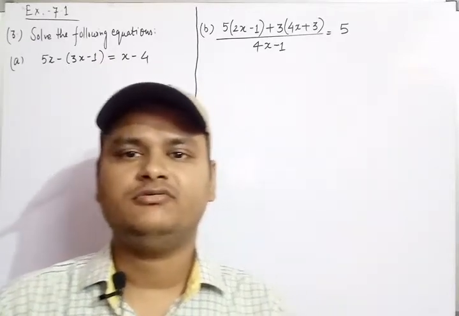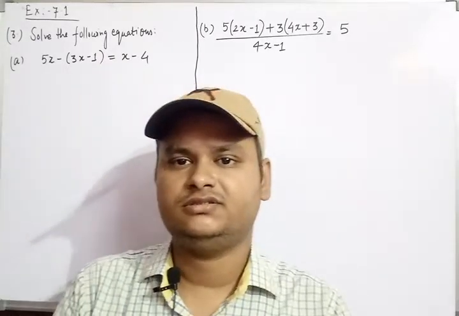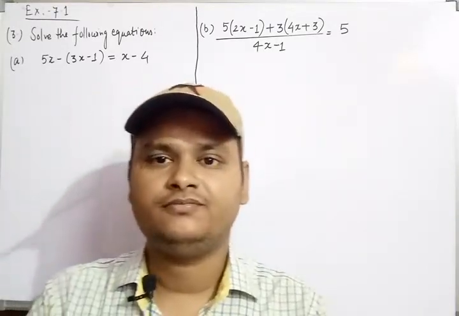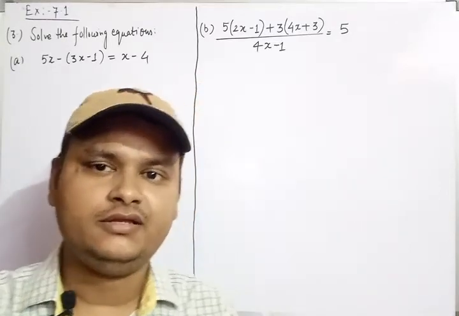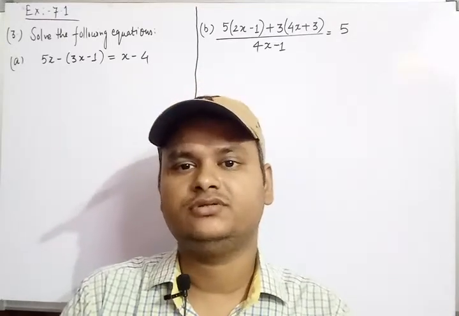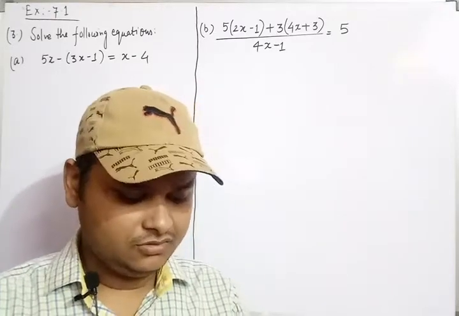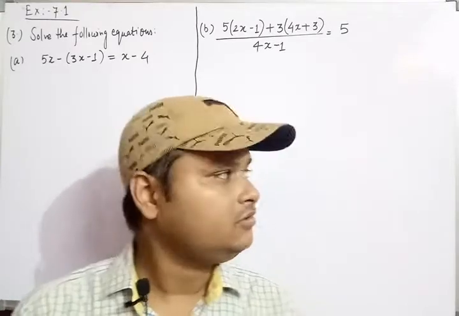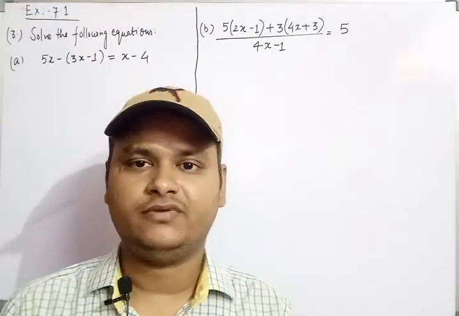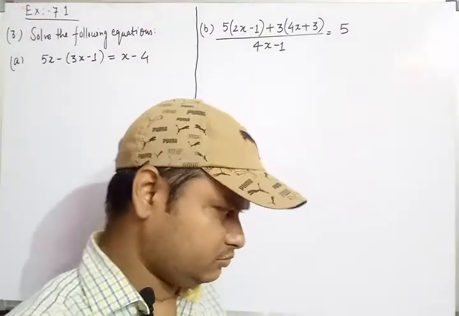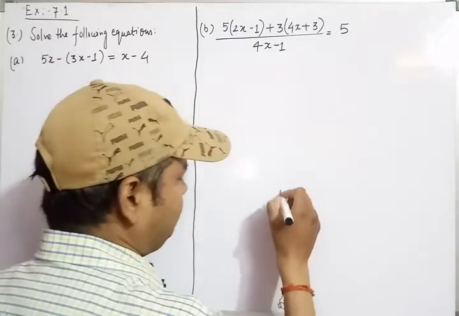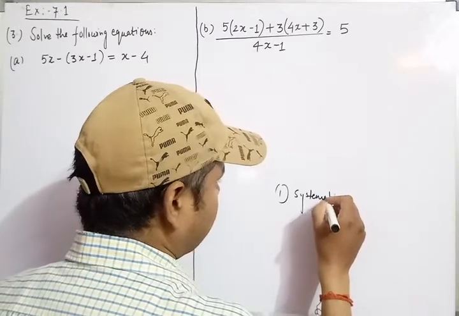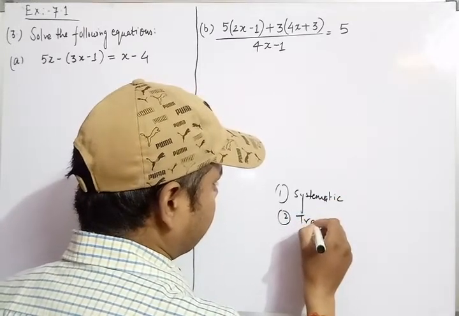Students, your exercise 7.1 is going on, and in this chapter you have to use the concept of linear equation and also the solution of linear equation. I have explained how you can find the solution of linear equation. There are two methods for finding the solution of linear equation. First method is the systematic method and second method is the transposition method.